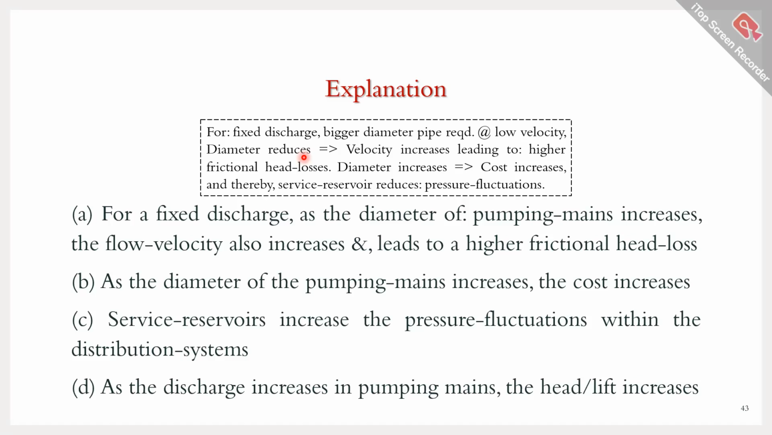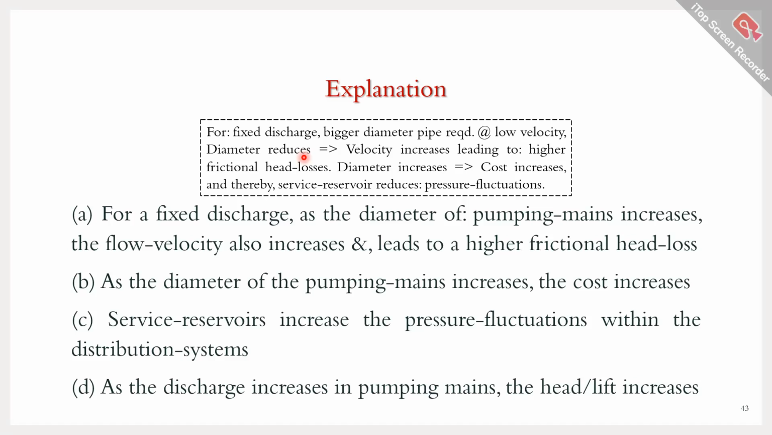That means there is a V square term. V square means as the velocity increases, the frictional head loss increases proportional to the square of the velocity, right? So it definitely affects to a large extent. Now, if the diameter increases, that implies the cost also increases. Why? Because if there is more head loss, you have to pump. Actually, the pump has to do more work in order to make the flow happen. Right. So that's why the energy consumption by the pump will be more.